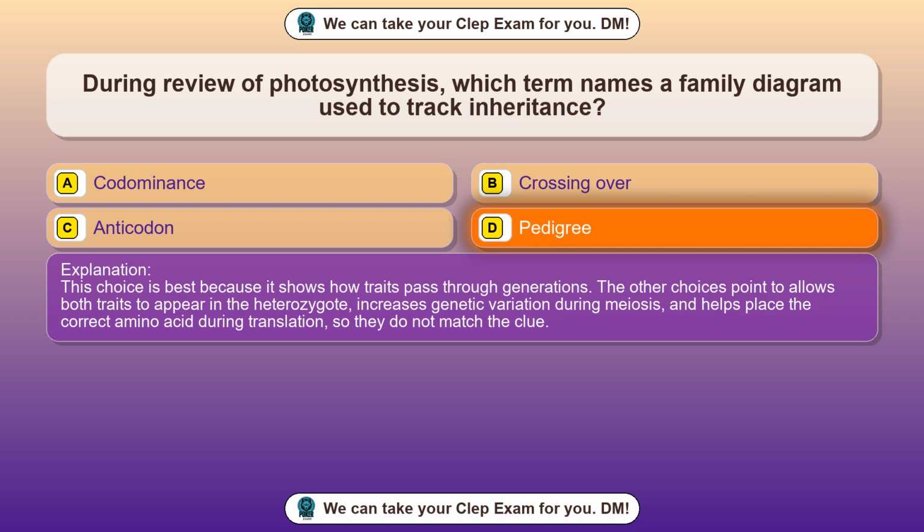This choice is best because it shows how traits pass through generations. The other choices point to allows both traits to appear in the heterozygote, increases genetic variation during meiosis, and helps place the correct amino acid during translation, so they do not match the clue.